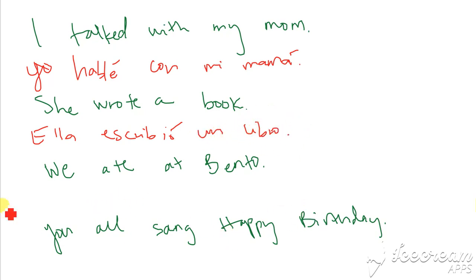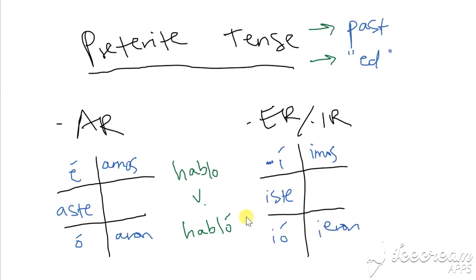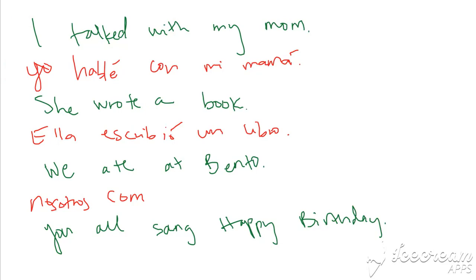We ate at Bento. Nosotros. So the verb is comer. We're going to take off the ER ending and add the nosotros ending for ER, IR verbs, which is imos. So nosotros comimos. And remember, at in Spanish is en. Bento, which we actually did today for lunch. It was delicious. It's one of my most favorite restaurants in Gainesville.